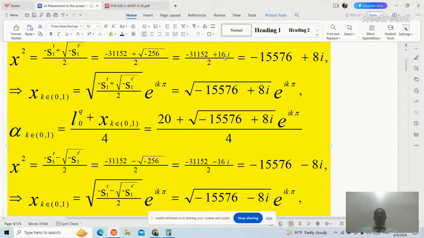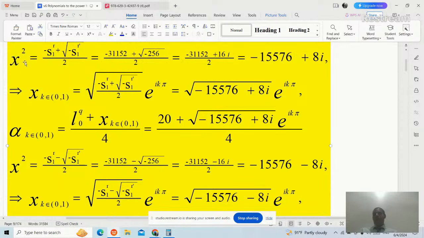This one will give you immediately negative 31,152 plus 16i, since minus 1 is i squared. You can also put exponential, it will be e to the i pi over 2, divided by 2. Therefore, negative 31,152 divided by 2 gives you negative 15,576, plus 16i over 2, which is plus 8i. Therefore, xk, this is x squared, okay?